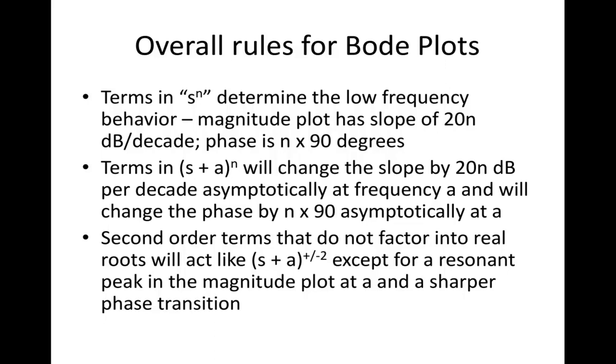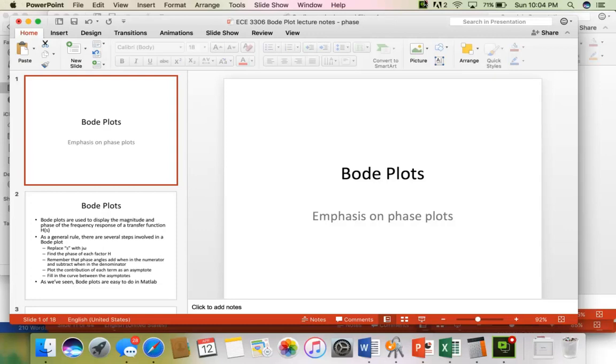If they don't factor into real roots, so second order terms that factor into complex conjugate pairs, they'll act like s plus a to the plus or minus 2, except there will be a resonant peak in the magnitude plot at a and a sharper phase transition. So that's just a summary of what Bode plots look like and how to quickly get them from a transfer function.